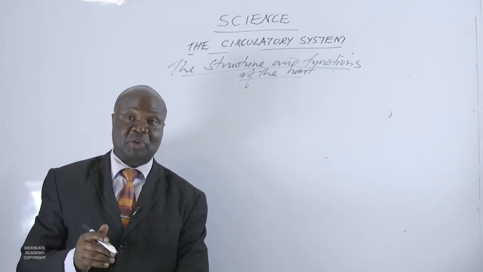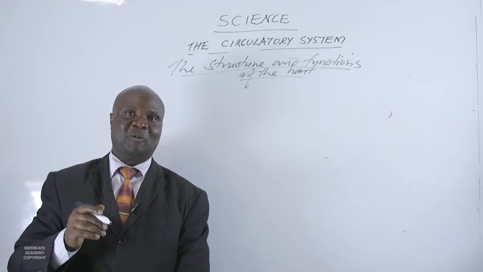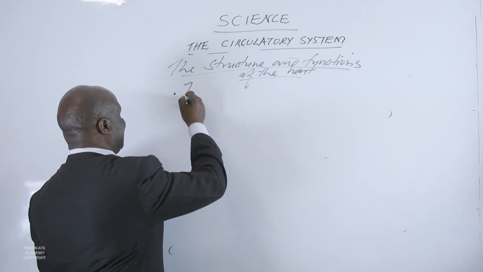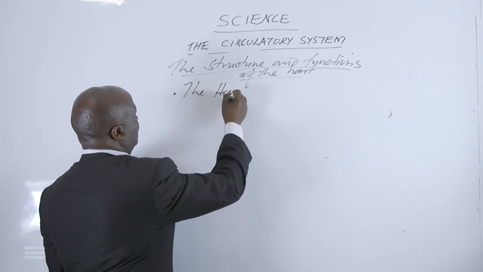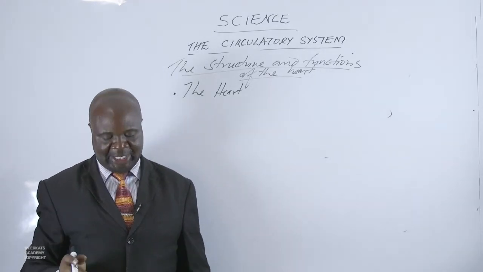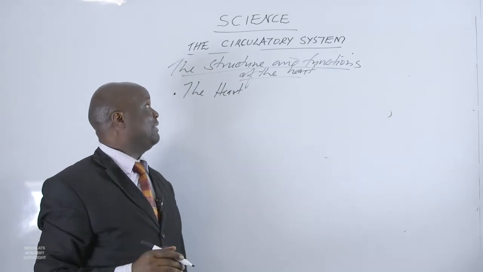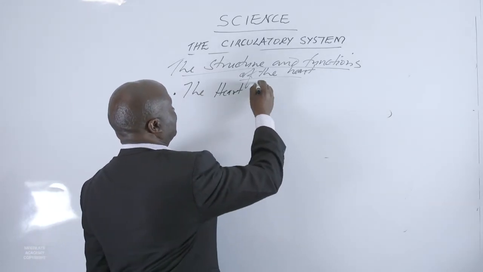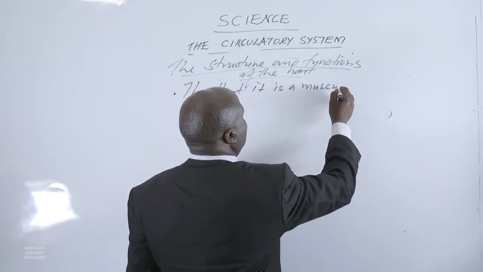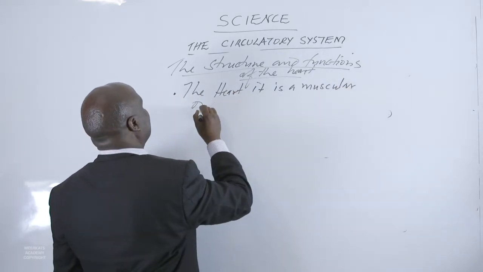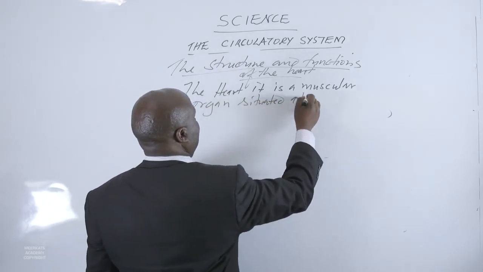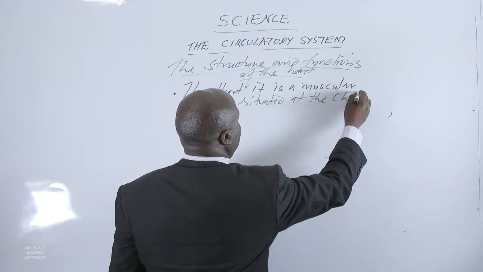So we are saying the structure and the function of the heart, but first, what is the heart? We can have a simple definition of what the heart is. We can define the heart as a muscular organ situated at the chest cavity.